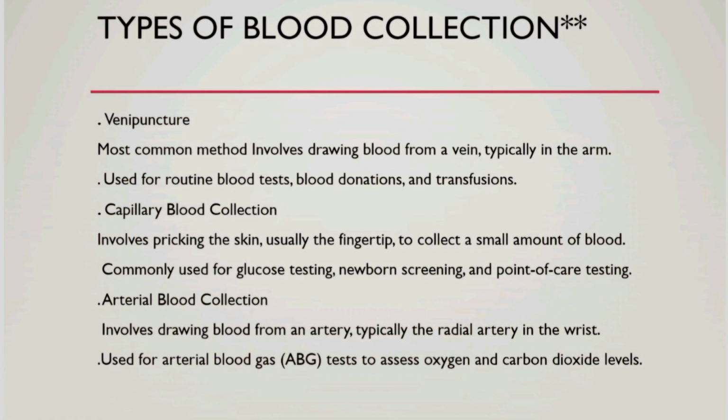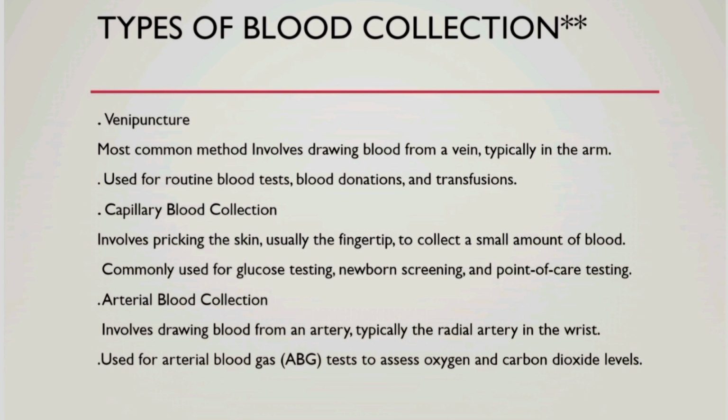And now there are types of blood collection. It means how and from where we can collect the blood. The first one is venipuncture. It means we collect the blood from the vein, typically in the arm. If we collect the blood from the vein, then which tests can we perform? Such as blood tests, blood donation and transfusion. These types of functions we can perform after collecting the blood from the vein.